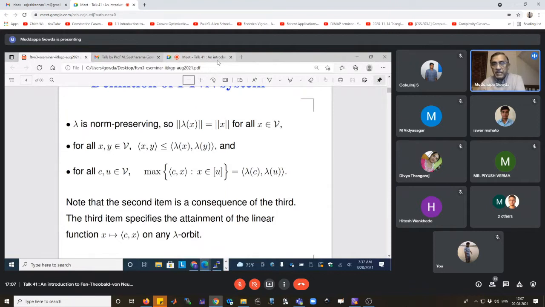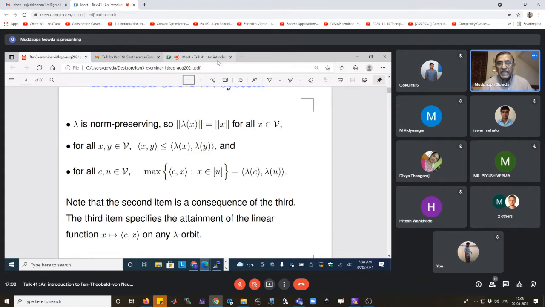Now, if you look at the maximum, the objective function here is c dot x. That is always less than or equal to lambda c dot lambda u. And because x is in the orbit of u, lambda x equals lambda u. So you could infer from this maximum that c dot x is always less than or equal to lambda c dot lambda x. And if I replace c by x and x by y, then it gives you the second item in the definition. So in other words, the second item is a consequence of the third item.